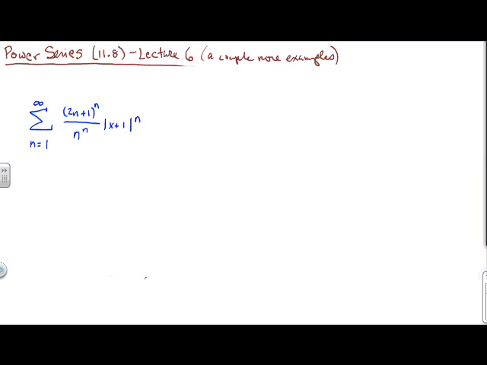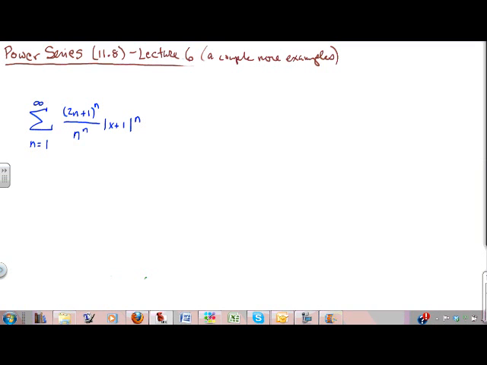Sum n equals 1 to infinity of (2n plus 1) raised to the nth power over n to the nth, and that times (x plus 1) to the n. So have you noticed, what is my a in this case? What am I expanding around? I'm expanding around minus 1, right? So it's either going to converge for all x, it's going to converge only at x equals minus 1, or it's going to converge on some interval centered at minus 1 with or without the endpoints.